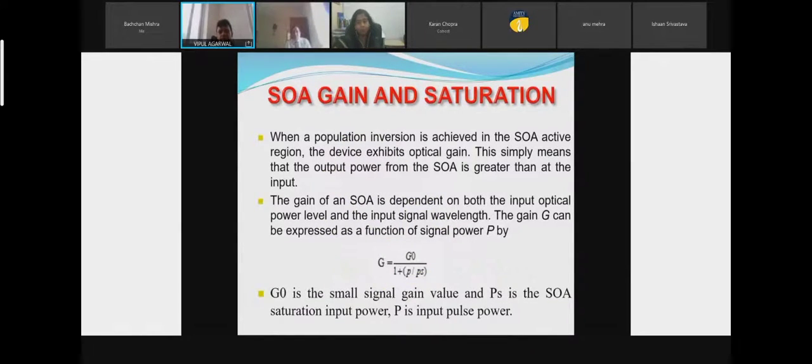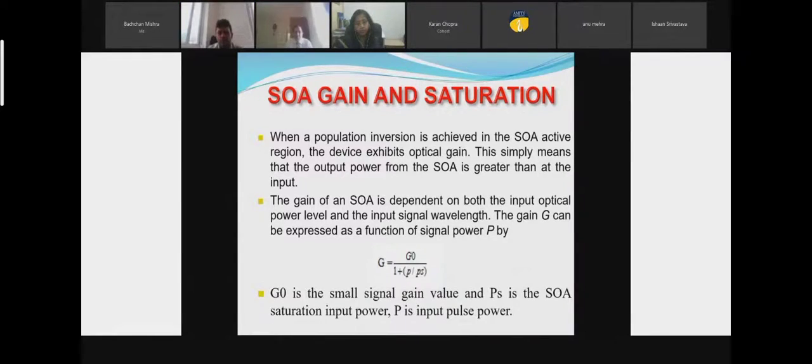So this is the gain saturation formula. If you notice, as P approaches PS, G will reduce. So this formula shows that P should always be less than PS to have a significant gain. If P becomes comparable to PS, then the gain drops. That means unequal amplification.